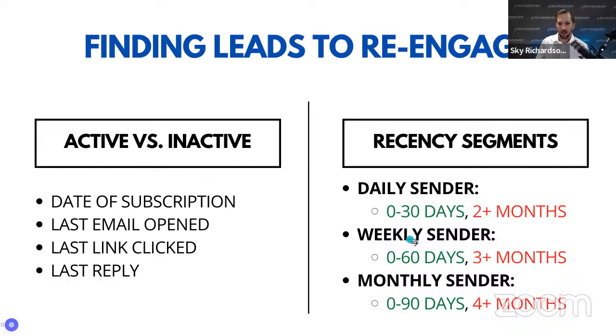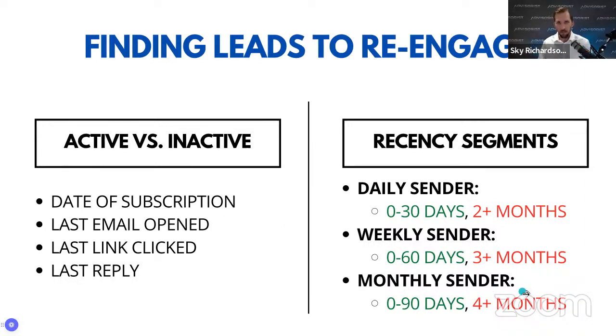If you're a weekly sender, then you can zoom that out a little bit more, because you don't send as many emails. So you can basically say, okay, if in the last 60 days they've had one of these actions, I consider them an active subscriber. If it's been over 3 months since they've subscribed or opened an email or clicked a link in an email or replied, then they're probably inactive. And then you can see the month here.